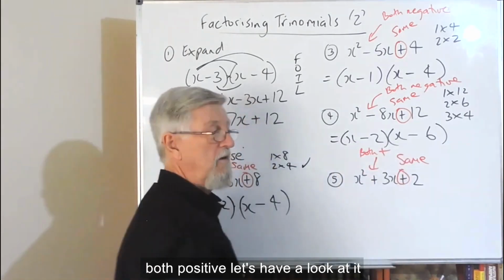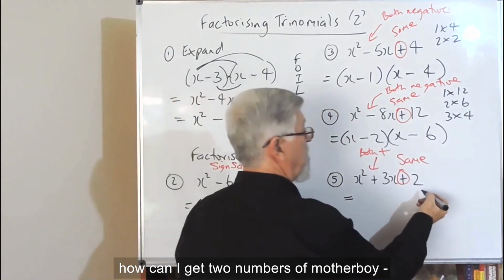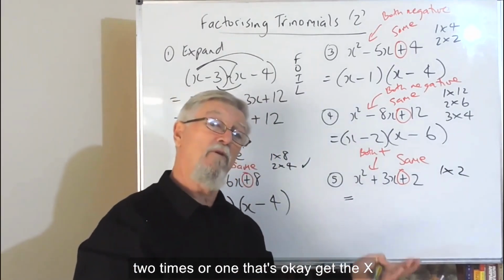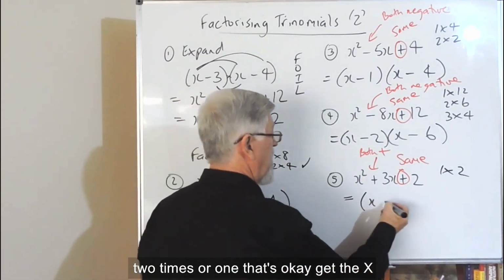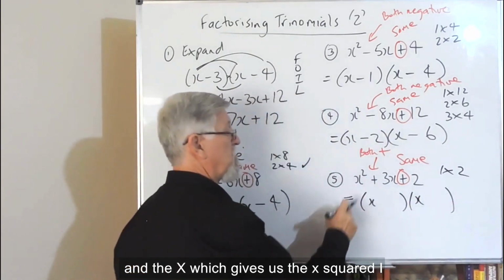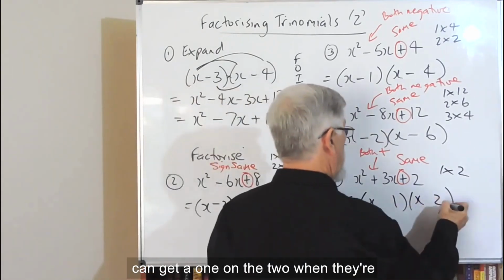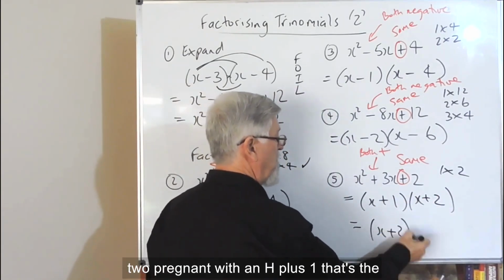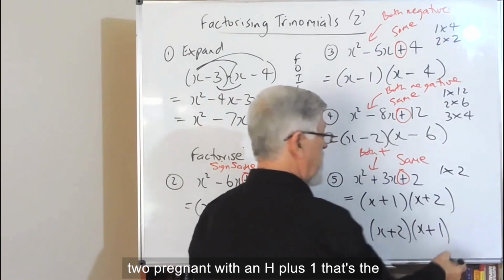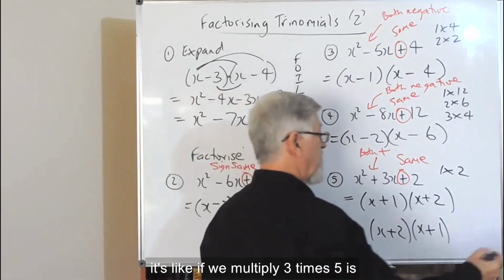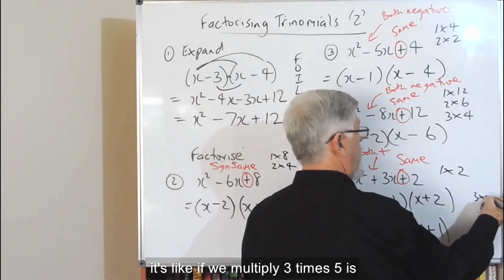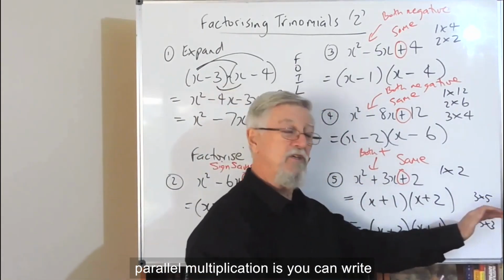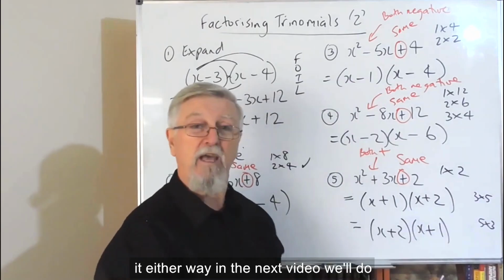Let's have a look at it. How can I get two numbers that multiply to 2? There's only one way, the 1 times the 2. By the way, if you want to write the 2 times the 1, that's okay. So I can get the x and the x, which gives us the x squared. I can get the 1 and the 2, and they're both plus. So if you write that as x plus 2 with an x plus 1, it's the same answer. It's like 3 times 5 is the same as 5 times 3. So the power of multiplication is you can write it either way. In the next video we'll do more negatives.